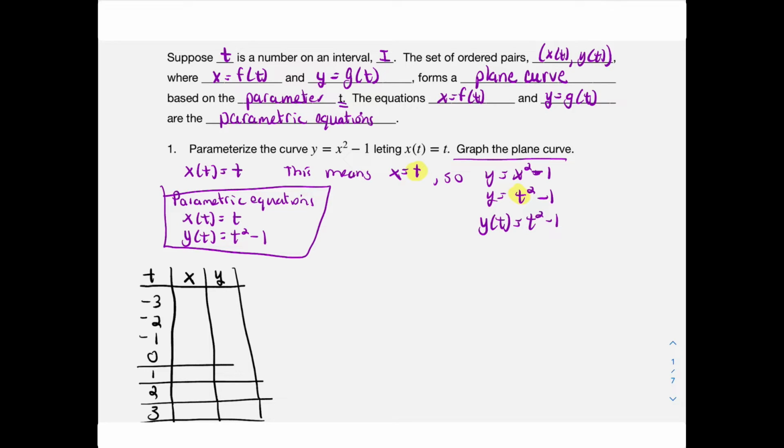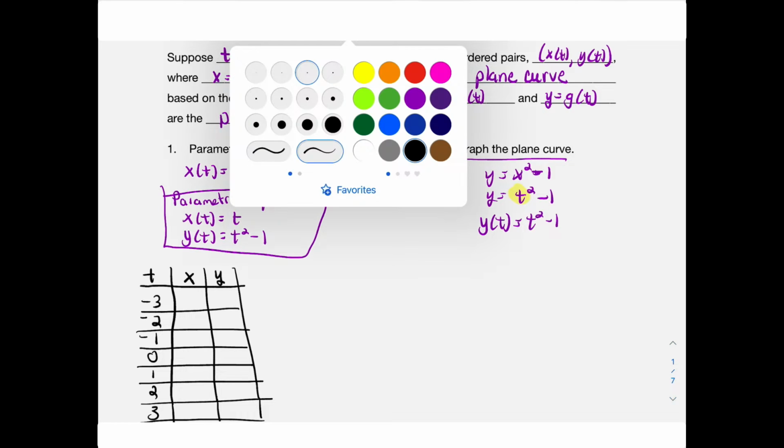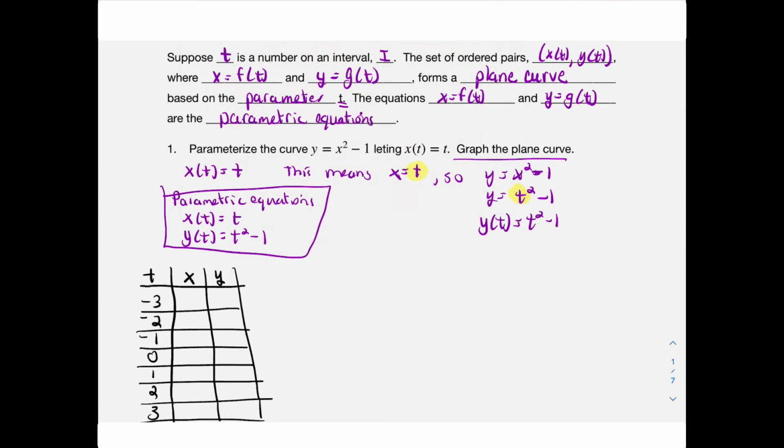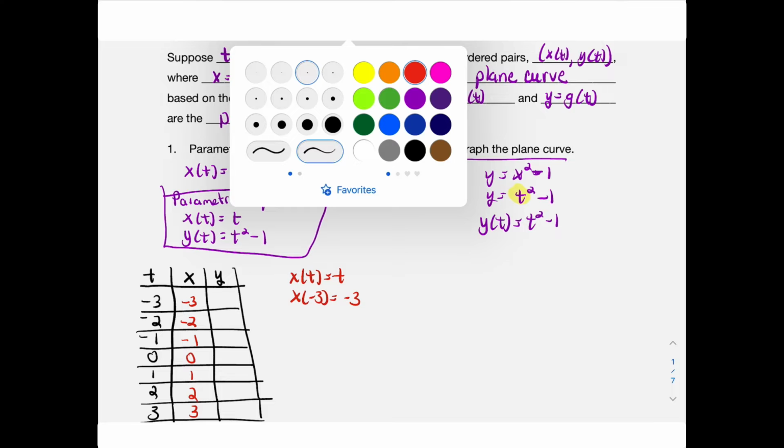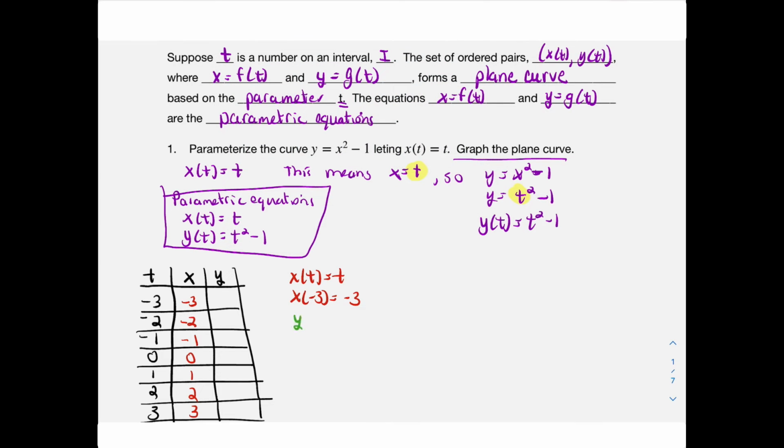And then what you're going to do is take that t value of -3 and plug it into your x of t equation to get your x value. Since x of t is equal to t, that means x of -3 is just -3. So this column is the same as our t in this case, since x of t equals t. And then to find our y coordinate to graph, we use our second parametric equation, y of t is equal to t squared minus 1. We replace every t with -3. So -3 squared minus 1 gives us 9 minus 1, which is 8. So -2 squared minus 1 will yield a 3.